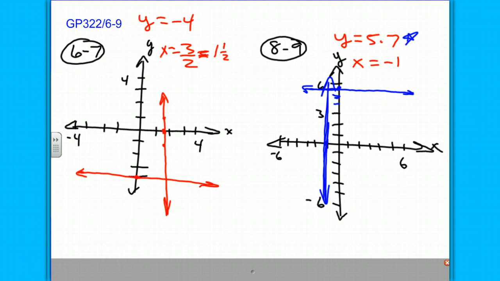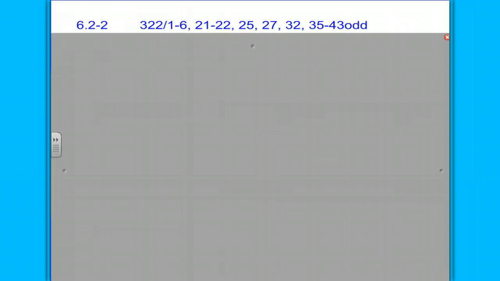Okay? So today's assignment will involve equations with just one variable like that you have to graph, and also some that involve two, so that they're mixed together. Okay? There you go.